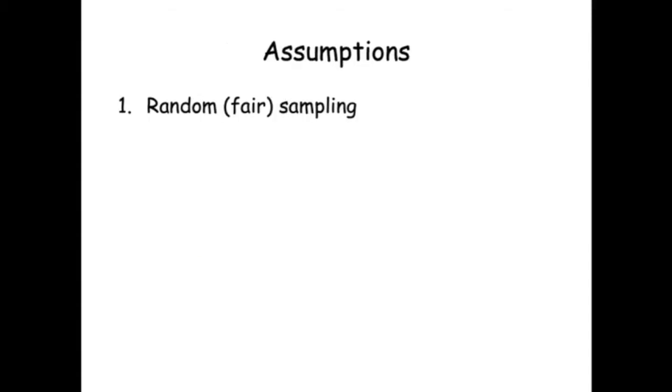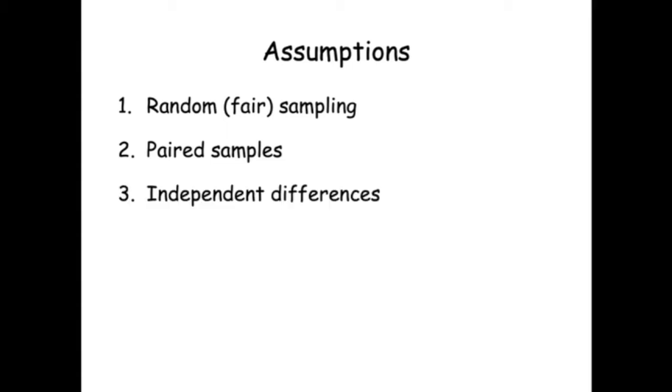The first assumption is random or fair sampling. The second is paired samples. Each subject provides a pair of scores, from which we calculate a difference score. Difference scores are assumed to be independent of one another. This means, for example, that we do not collect more than one pre- and post-score from each subject.